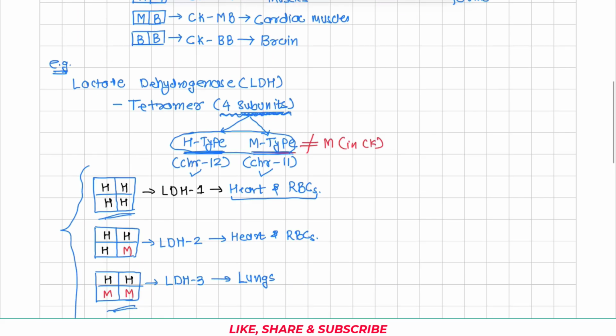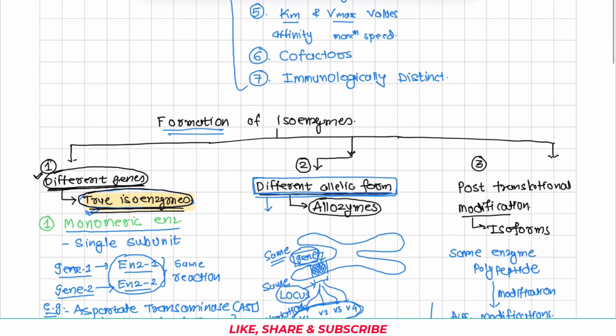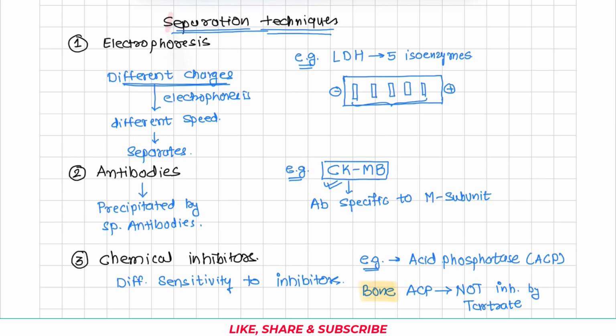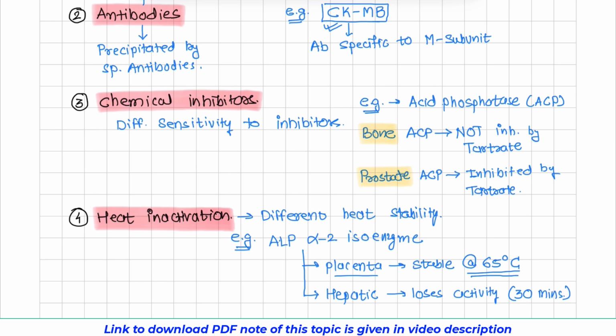So let's rapidly recap the key points covered in this video. Isoenzymes are enzyme variants that catalyze the same reaction but have a different structure and properties. They form through 3 mechanisms: distinct genes creating true isoenzymes, allelic variations creating allozymes, and post-translational modifications creating isoforms. We can separate them using electrophoresis, antibodies, chemical inhibitors, or heat inactivation. In the next video, I will discuss common isoenzymes and their clinical usefulness in diagnosing diseases.